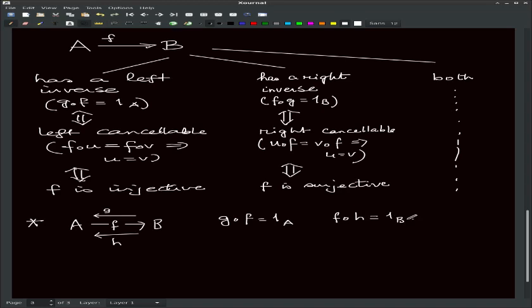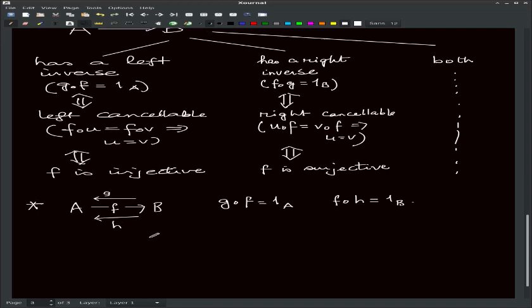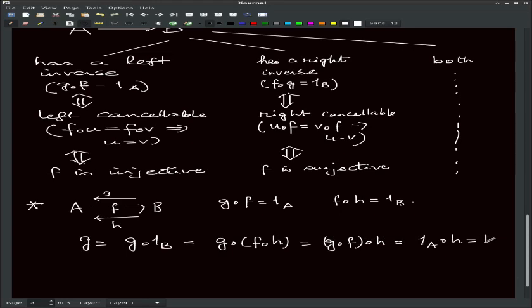Well, this is something, if you have done group theory, you know, now you can show, because it's an associative thing, that it turns out that G is equal to H. So why? Well, G is equal to G composed 1B, but this is the same as G composed F composed H, which by associativity is again this, which is 1A composed H, and which is H.